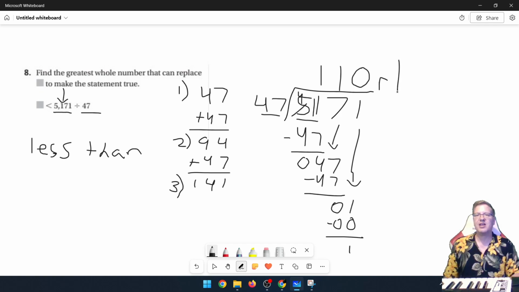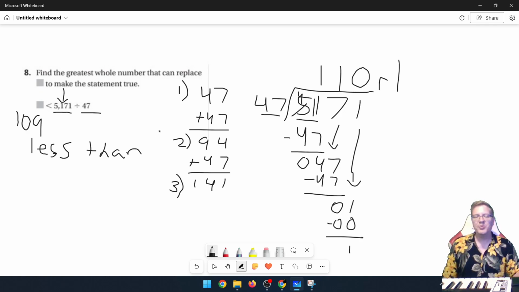And we're going to talk about remainders and how they turn into fractions to help with another part of our problem in just a moment. So we need our box to be a number that is smaller than 110. So the largest whole number that will work before 110 is 109. So 109 would be the answer for that problem from our lesson.